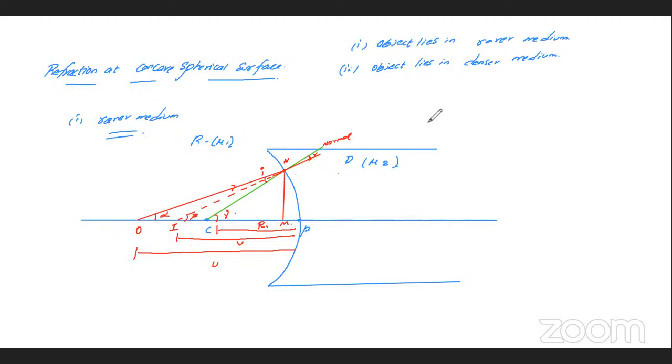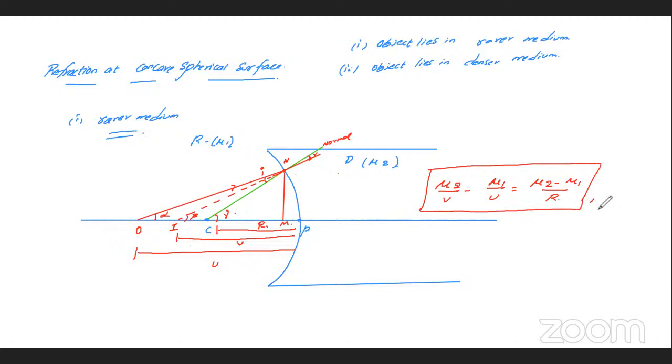So in this case, the final relation here, rarer to denser, there is only one relation, whether it is concave or convex. The relation is this: mu 2 by v minus mu 1 by u is equal to mu 2 minus mu 1 divided by r. Remember it. When the light ray passes from rarer towards the denser, whether it is convex or concave, real or virtual, the relation is the same. Please take it.